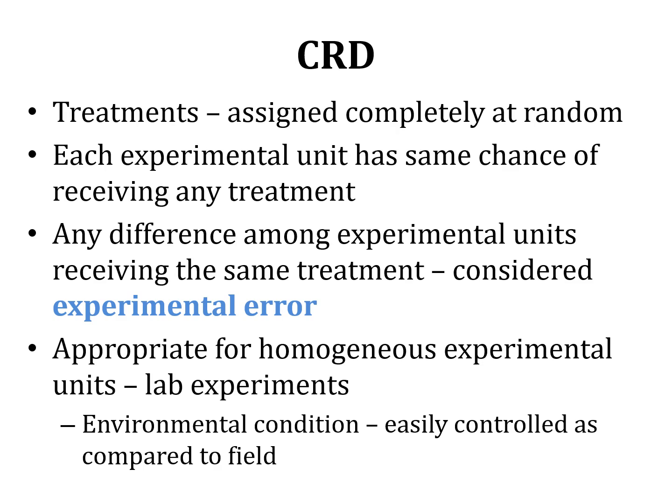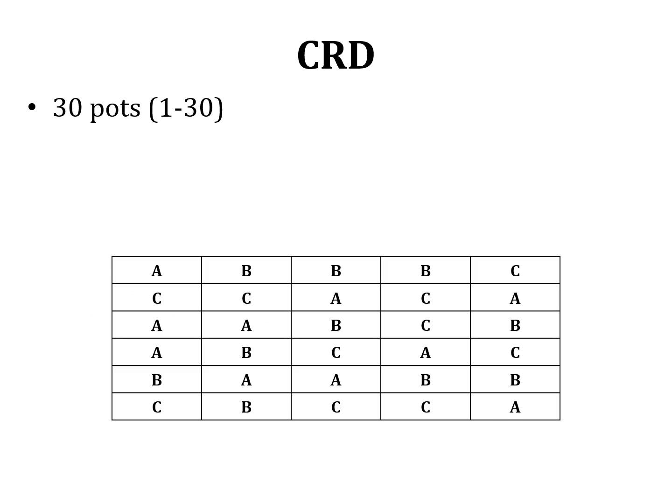So CRDs are a very simple and basic type of experimental design, but they are appropriate under homogeneous environmental conditions, which are usually applicable only in lab experiments. So in CRD, we are going to assign treatments completely at random to the experimental units.